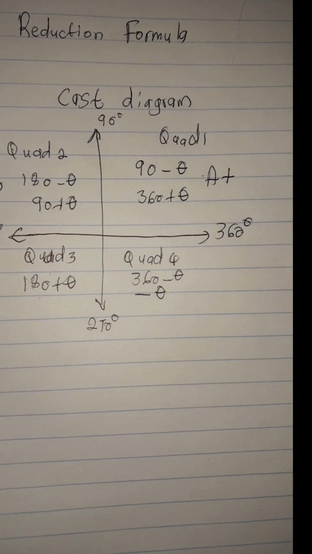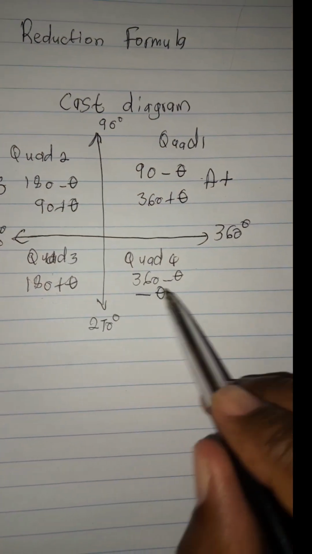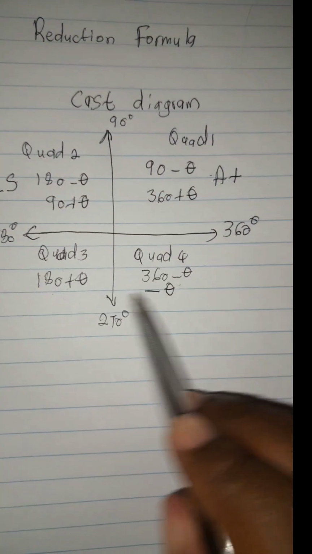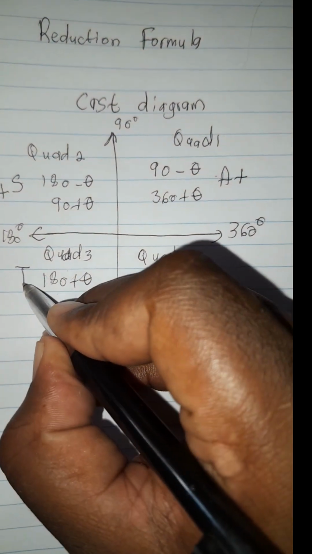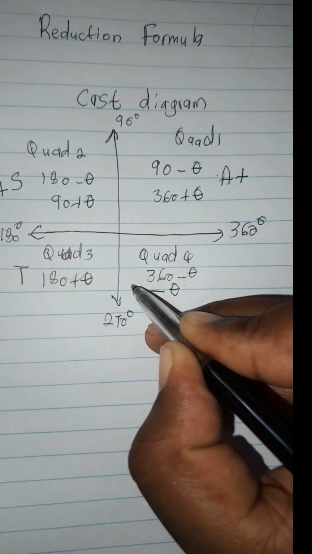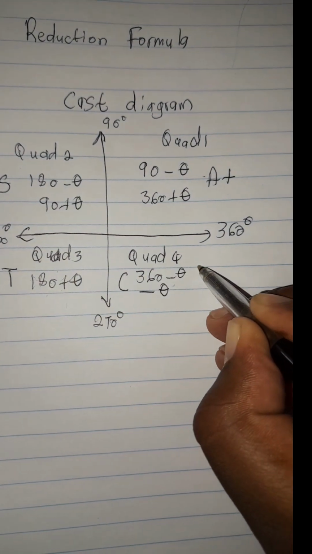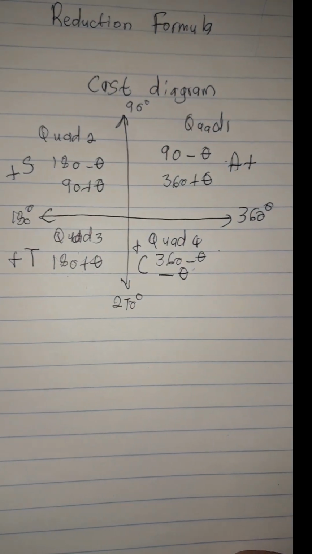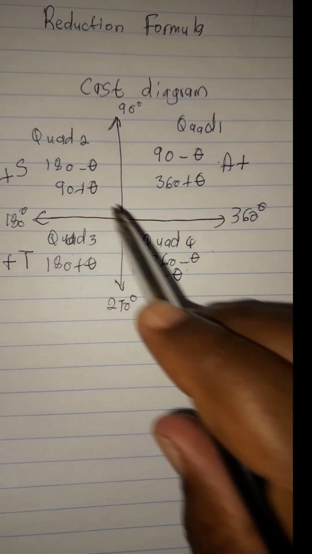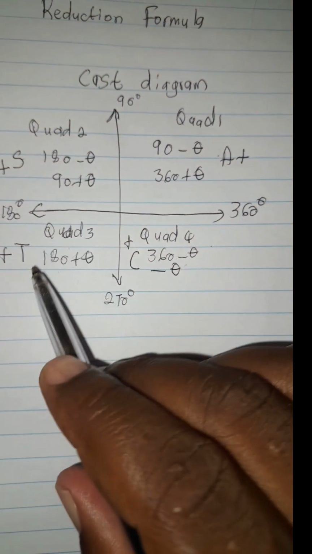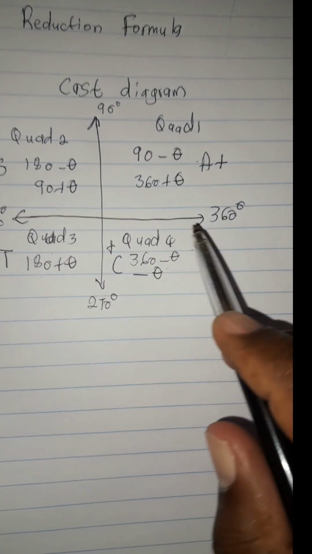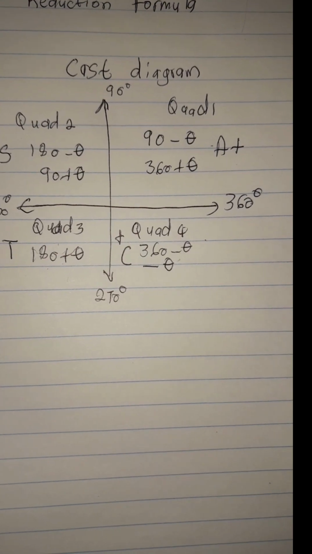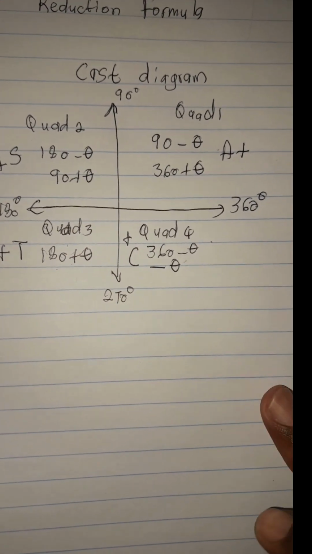So you need to know your CAST diagram. All Students Take Coffee. This is where cos is positive, and this is where tan is positive. At the first quadrant, all functions are positive. At the second quadrant, sine is positive. At the third quadrant, tan is positive. At the fourth quadrant, it's only cos that is positive. Without wasting time, let's get to today's video.